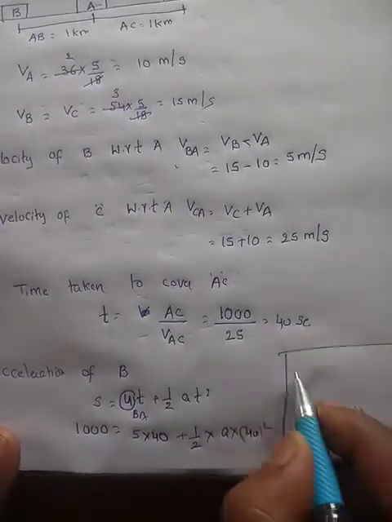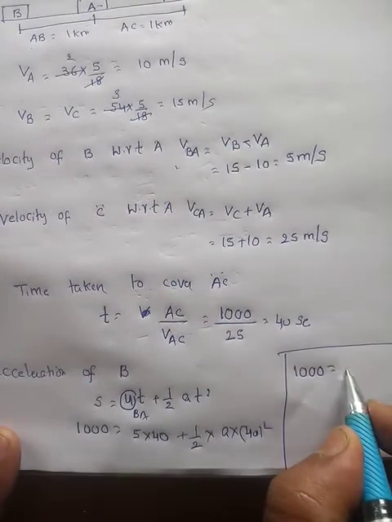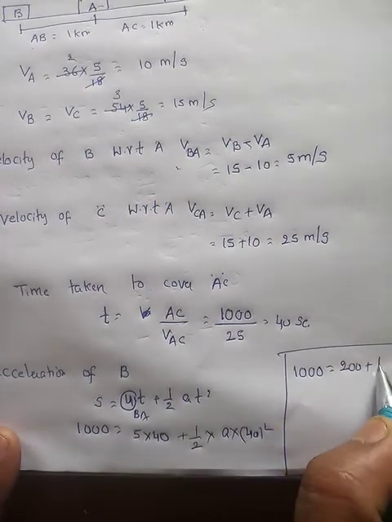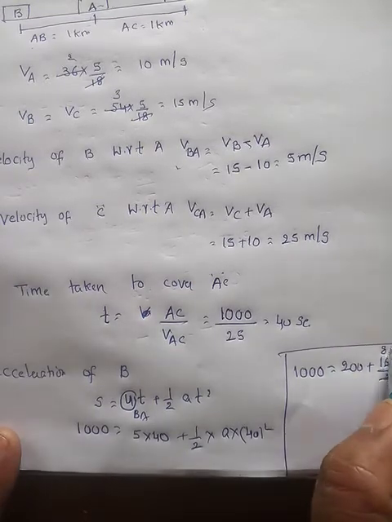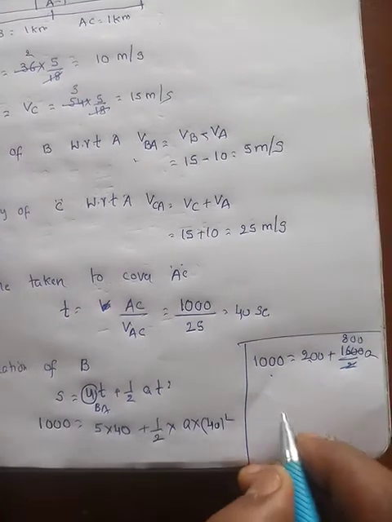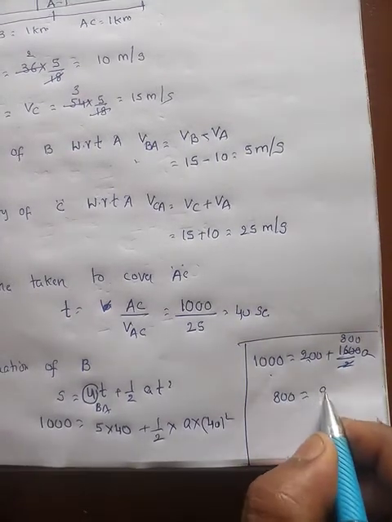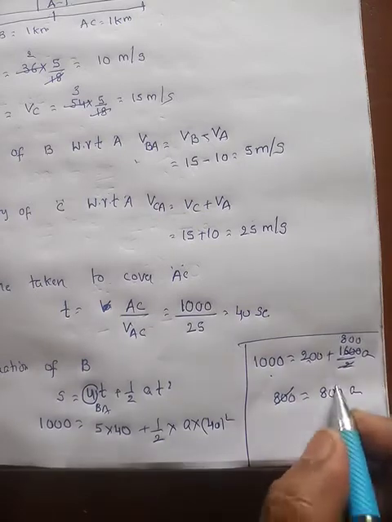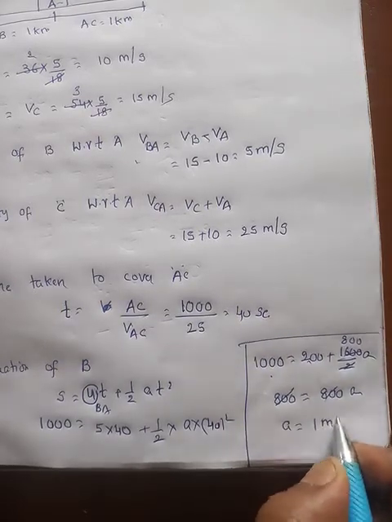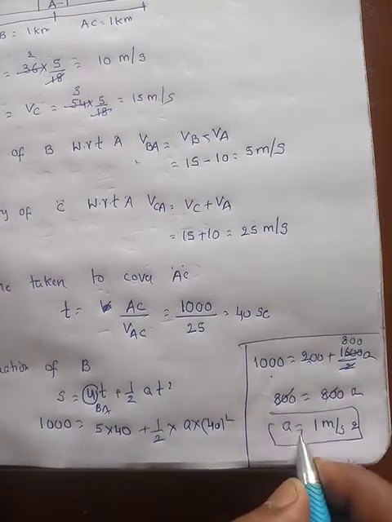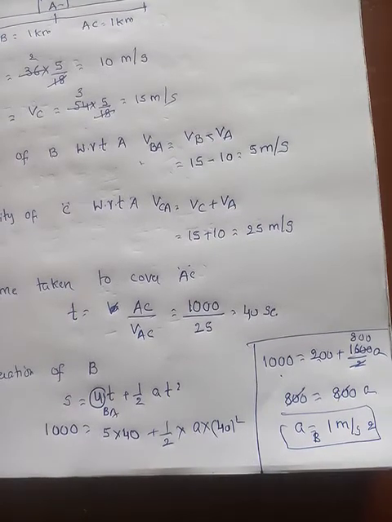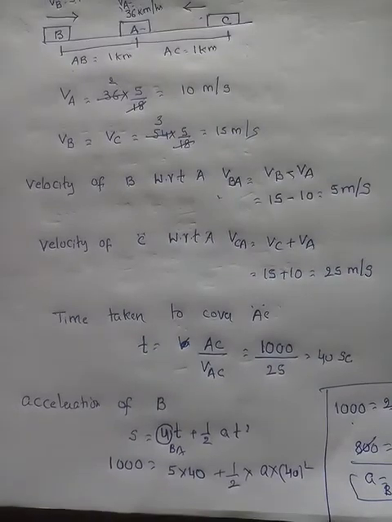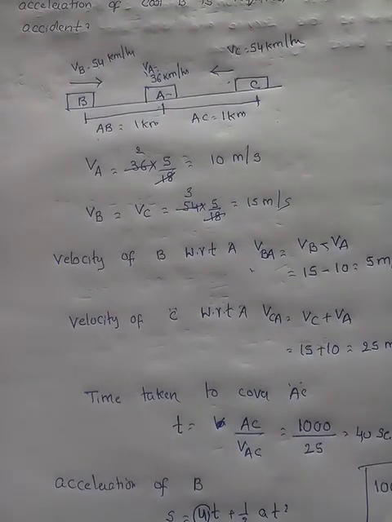Now calculate. 1000 is equal to 200 plus 1600 by 2 into a. 2 ones are 2, 800s. If you send 200 to the other side, it becomes 800. 800 is equal to 800a. 800 by 800 is 1. So a is equal to 1 meter per second square. This is the acceleration of B. So B has to accelerate by 1 meter per second square to avoid this accident. Very important problem, don't neglect.